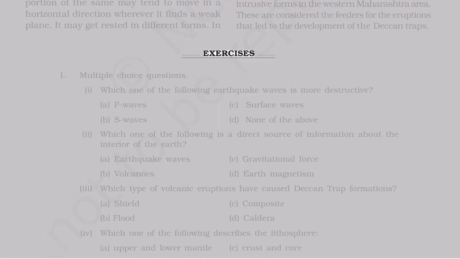Exercises. 1. Multiple choice questions. I. Which one of the following earthquake waves is more destructive? A. P waves, C. Surface waves. B. S waves, D. None of the above. 2. Which one of the following is a direct source of information about the interior of the Earth? A. Earthquake waves, C. Gravitational force. B. Volcanoes, D. Earth magnetism.